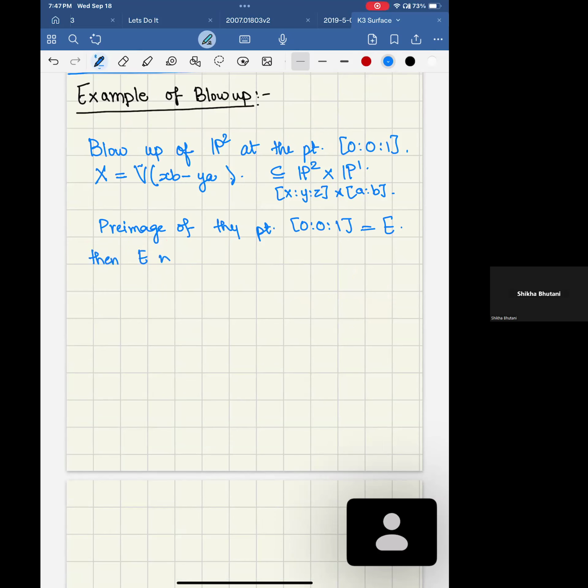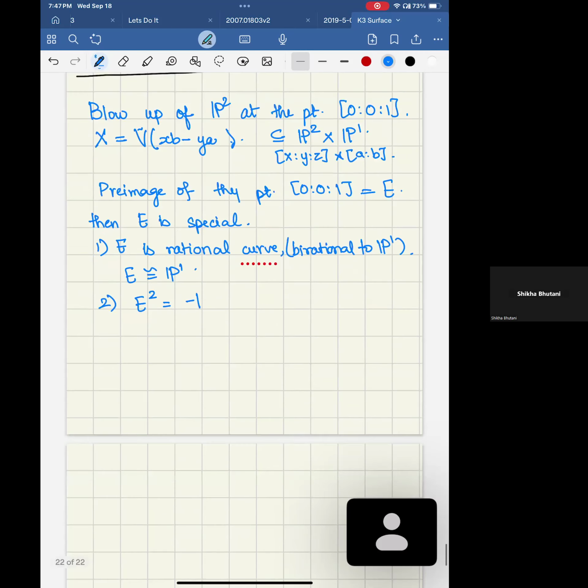Why is it special? It is special for two reasons. E turns out to be a rational curve, which in general means it is birational to P1. Well, more is true: E is actually isomorphic to P1. And the second condition that makes E special is that its self-intersection is -1.